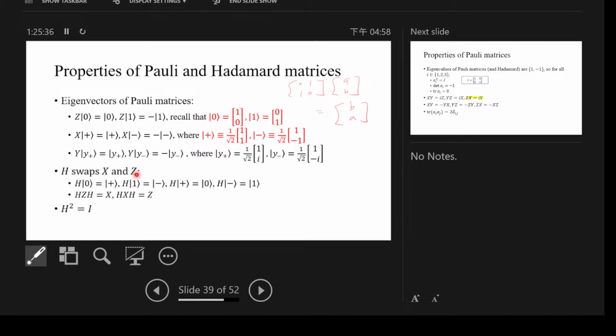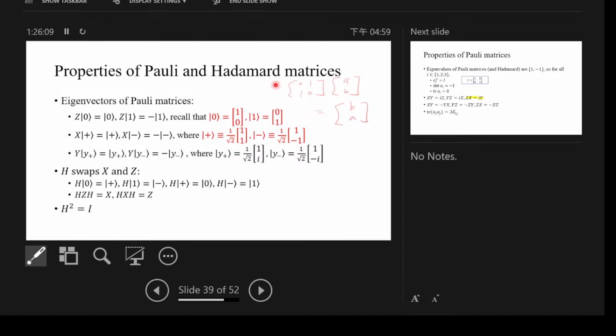But nonetheless, we can still have the eigenvectors for Y. And you can see why it's less loved here, because their names are more generic. Unlike the eigenvectors of X and Z, which have the special names plus and minus, they are just called Y plus and Y minus, for the eigenvector of Y with plus 1 eigenvalue and the eigenvector of Y with negative 1 eigenvalue.